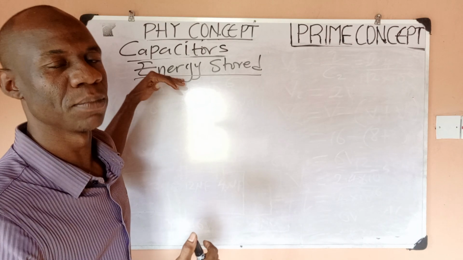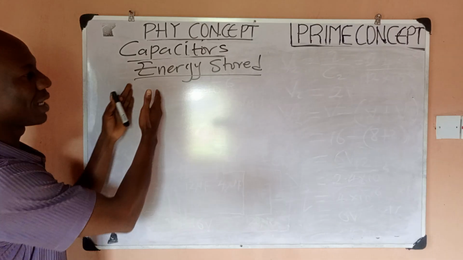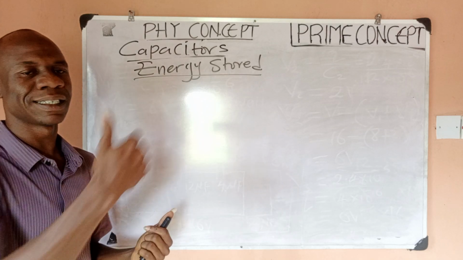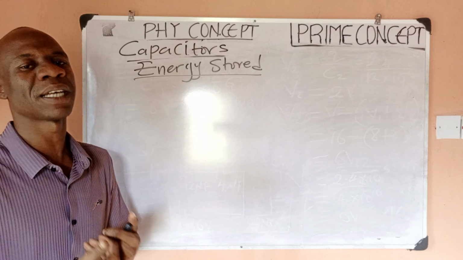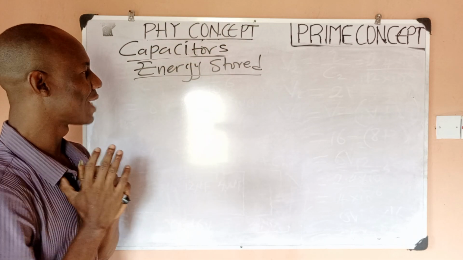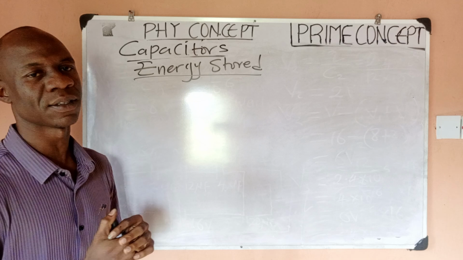or electric potential energy. So electric potential energy is the work done in increasing the charge on the plates of a capacitor from 0 to a value Q. That is energy or potential energy stored by a capacitor, right?